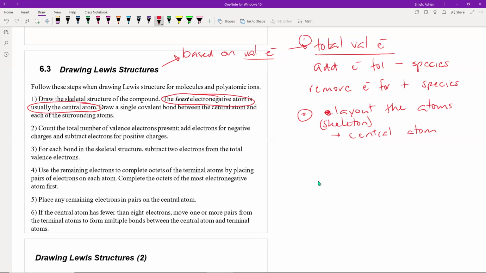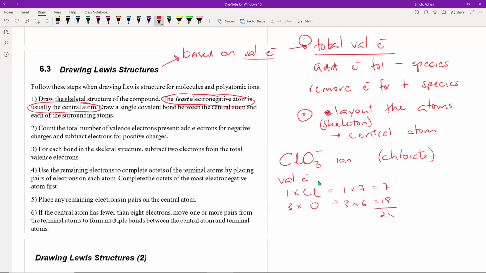We'll do the Lewis structure for the ClO3 minus ion. If you remember from your ionic nomenclature, this is the chlorate ion. We're going to count our valence electrons first. Look at the formula. We have 1 chlorine, we have 3 oxygens. Chlorine is in group 7, 1 times 7 is 7. Oxygen is in group 6, we have 3 oxygens, 3 times 6 is 18. 18 plus 7 is 25.